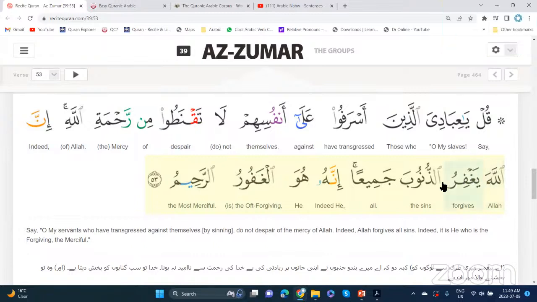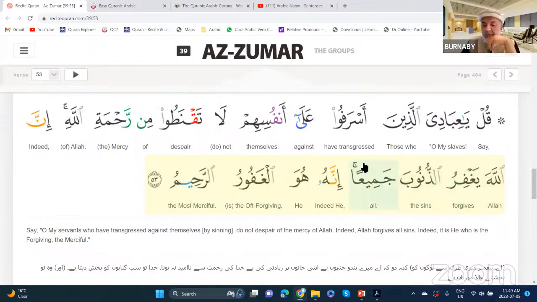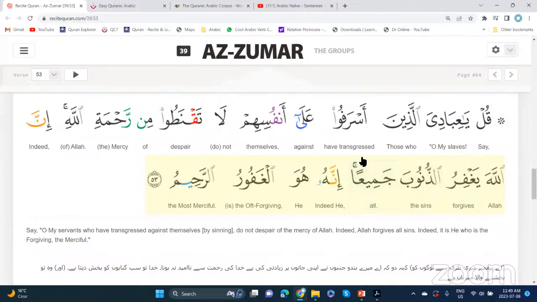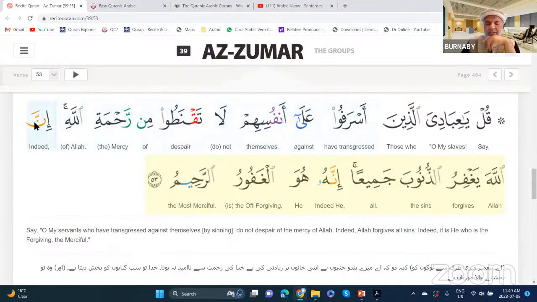Yes. Yaghfiru dhunuba. If there was no inna, then it would be Allahu. Allahu, yes. The reason I'm pointing this out is to help you bring this memory back: as soon as you see inna, the concept that should come to mind is that there is an emphasis being built. So this sentence has emphasis, because why should you not despair of the mercy of Allah? Because indeed Allah forgives all sins.